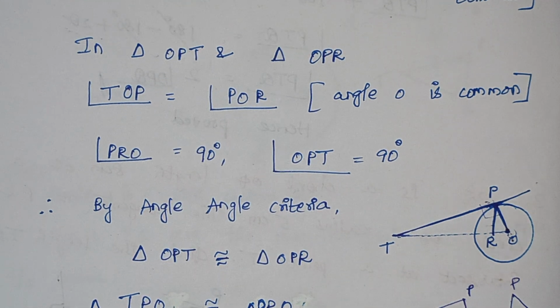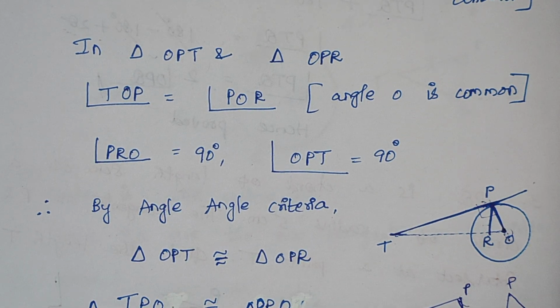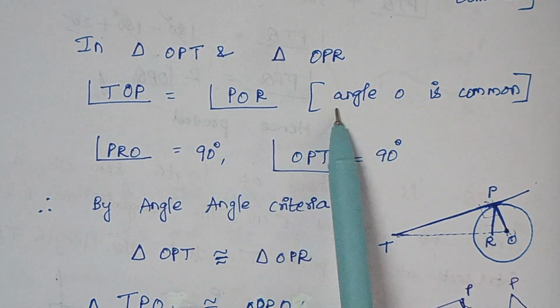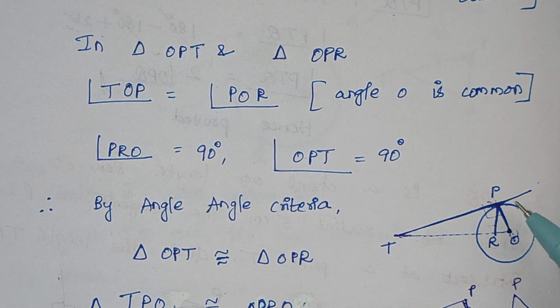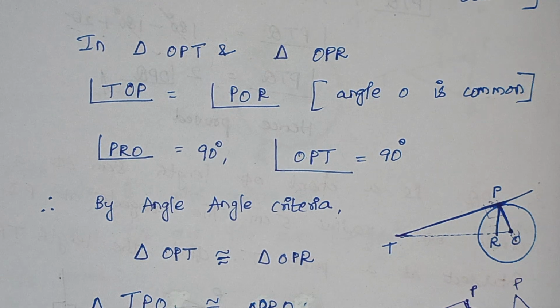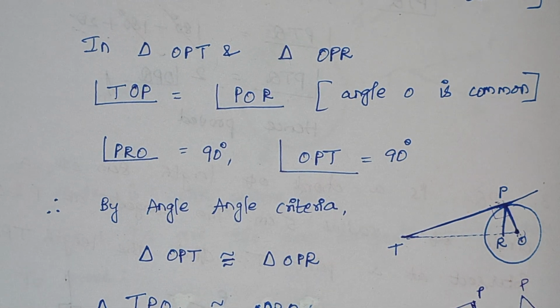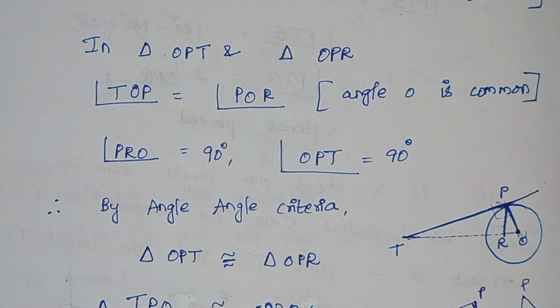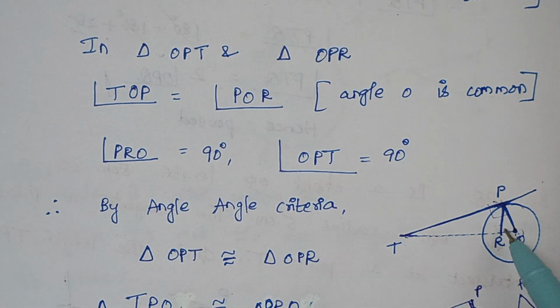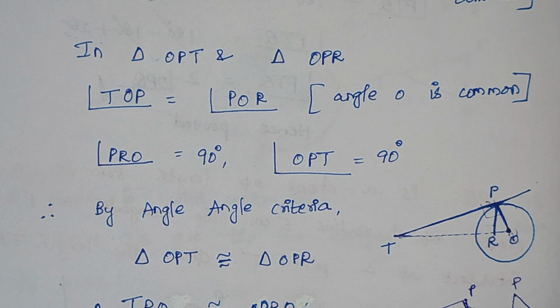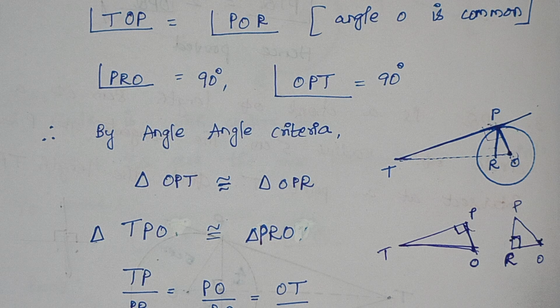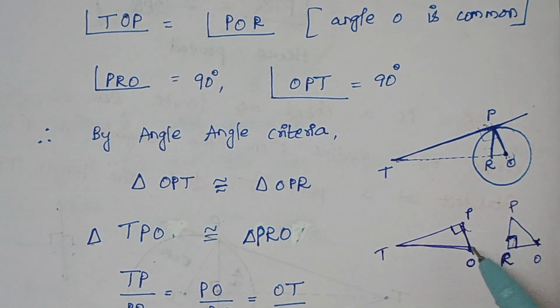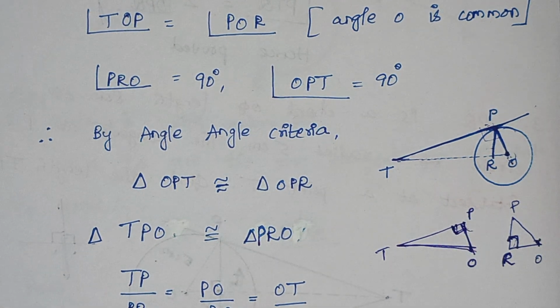Right. So here you see we have the same angle O. Therefore angle O is common. Just write it: TOP is equal to POR, or ROP, anything is fine. And both these triangles have 90 degrees. Here the angle R has 90 degrees, and here the angle P has 90 degrees.